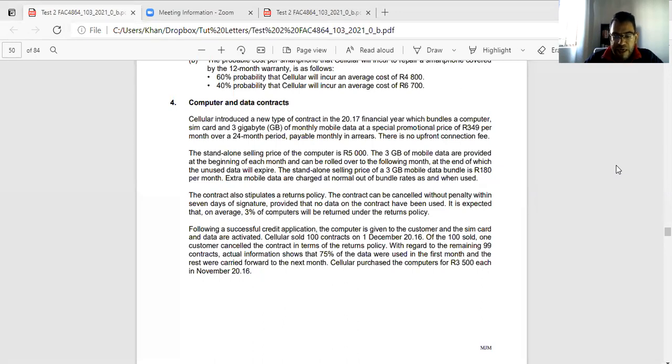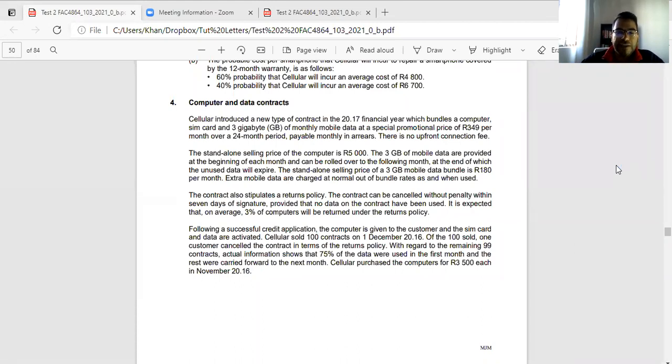So the transaction price is $3.49 times 24. So your transaction price is 8,376 Rand. Okay, so you can already pick that up. And it's one of the big differences between this one and the My Life contract. The My Life contract is payable in advance, at the beginning of every month. This one is payable in arrears at the end of every month. So pay attention to that.